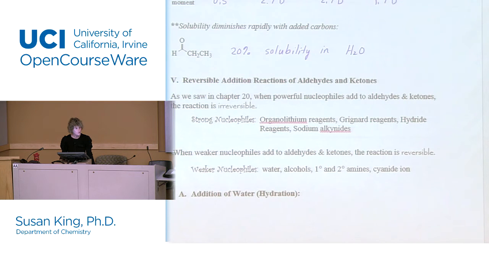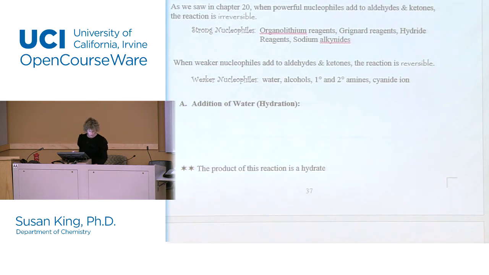So we're going to get different products here because of this. We're going to go in this order. We're going to start with water, and then we're going to talk about alcohols, and then amines, and then cyanide last, for all of the reagents that do reversible addition. We will start with water for hydration. This is what the reaction looks like. We'll just use acetaldehyde here.